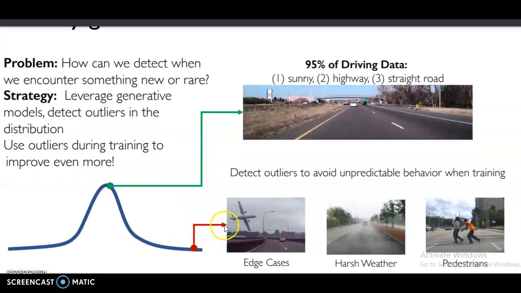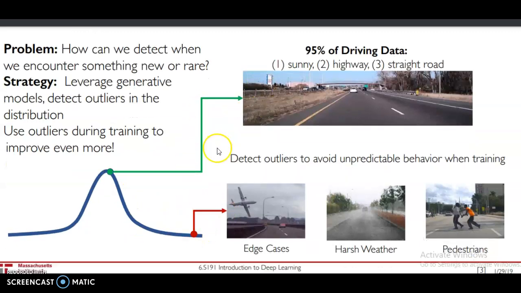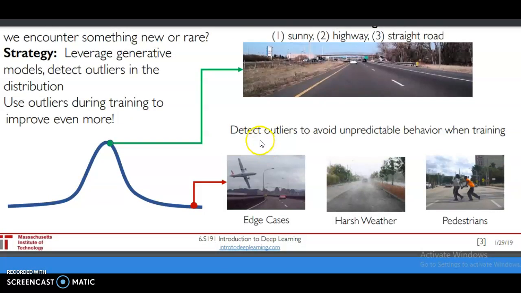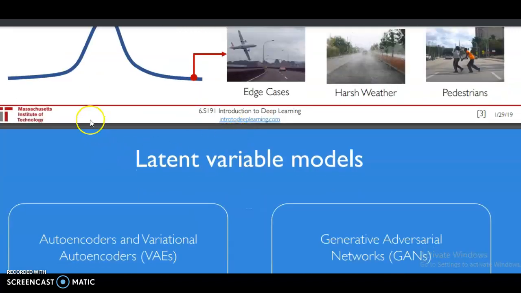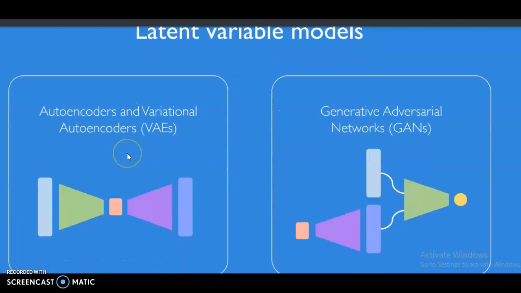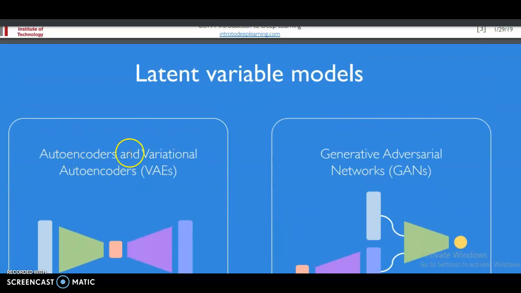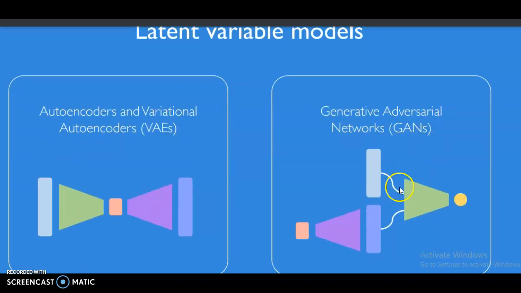Okay, this one. So here, detect outliers to avoid unpredictable behavior. Latent variable models: autoencoders, variational autoencoders (VAE), generative adversarial networks (GANs).